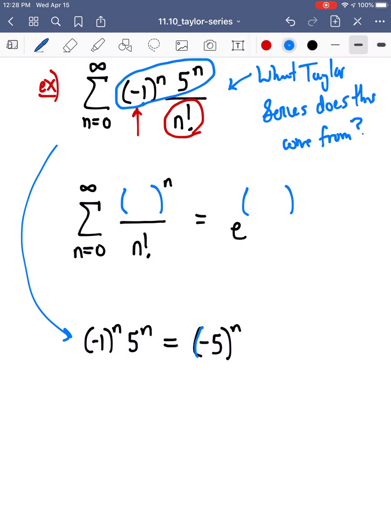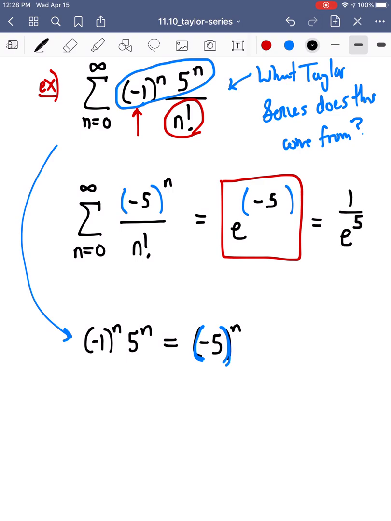So in other words, we have our quantity being raised to the nth power for the exponential. We can take that minus 5 and put it in those blue parentheses. So that series converges to the finite number of e to the minus 5th, or in other words, 1 over e to the 5th. That is what that series converges to.